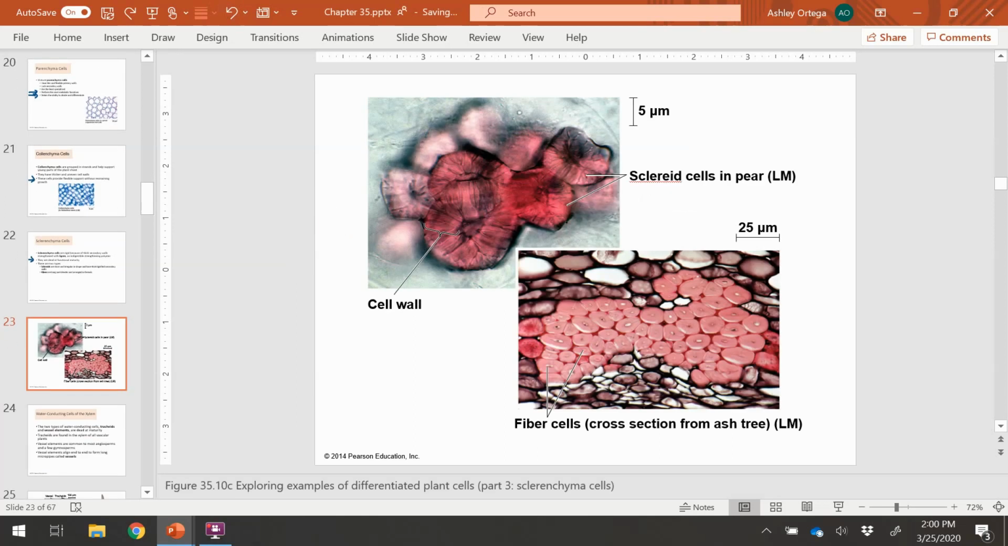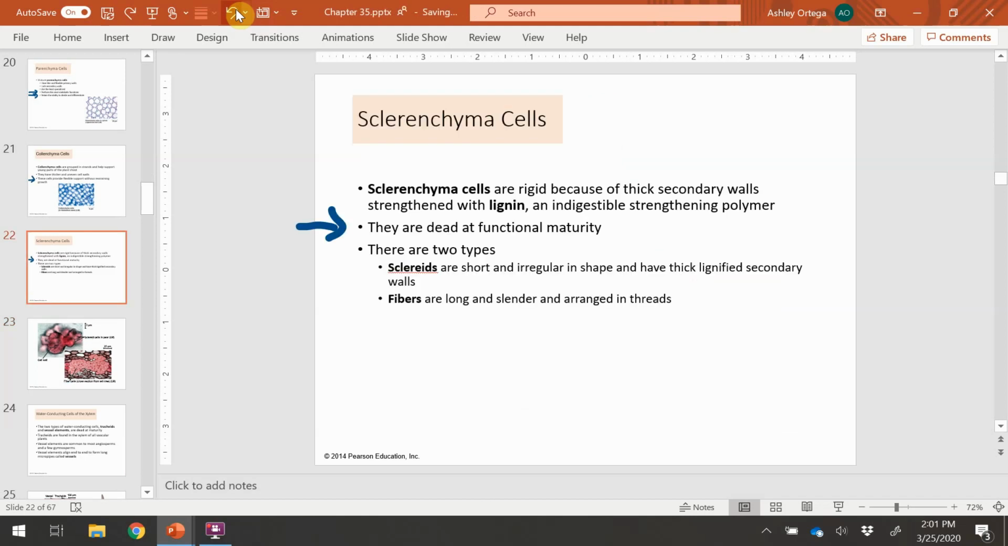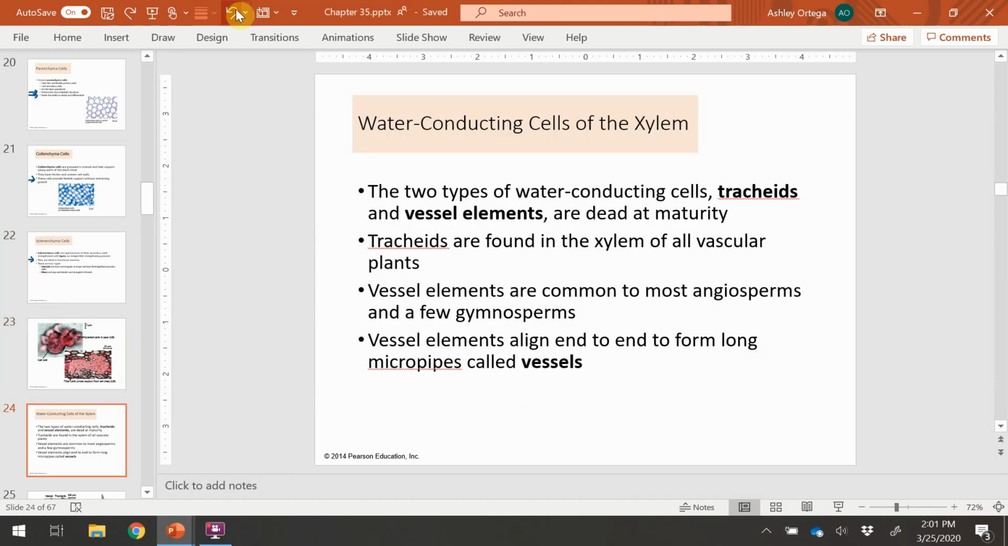And so those are shown here. They're further divided based on their shape. So the scleroid cells in this pear sample are thicker and more irregular, whereas the fiber cells are thinner and more slender. That's not something you need to know here, but just in terms of there's a little bit more information. For us, you want to know they are dead at functional maturity. They are going to be providing support and strengthening the plant.